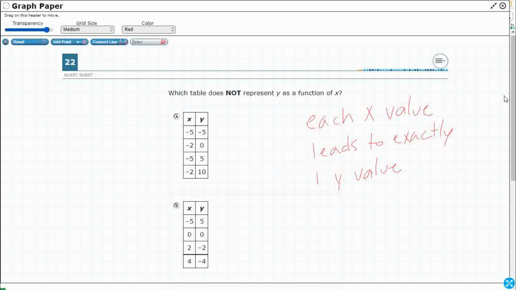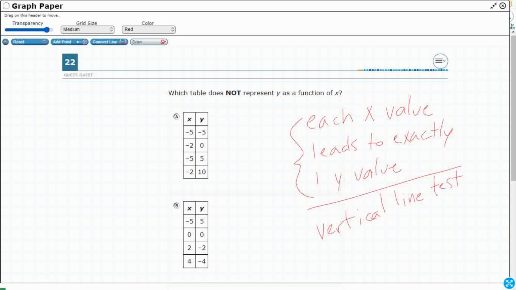If we had a graph, it's pretty simple. This is where we use our vertical line test. If you can draw a vertical line on the graph and it only touches the graph once, then you're good to go. But we don't necessarily have graphs here. We could graph these out, but we can actually just use this top section right here. So each x leads to exactly one y value.